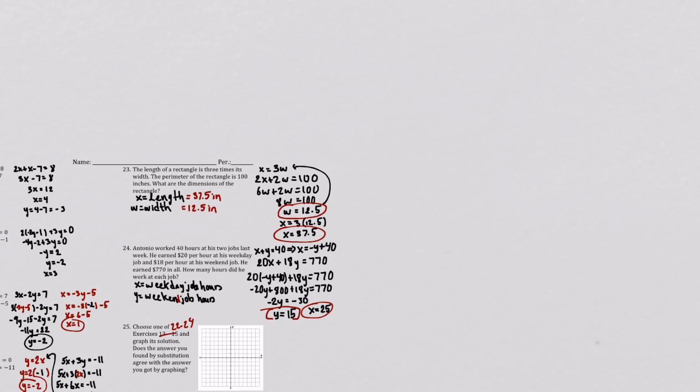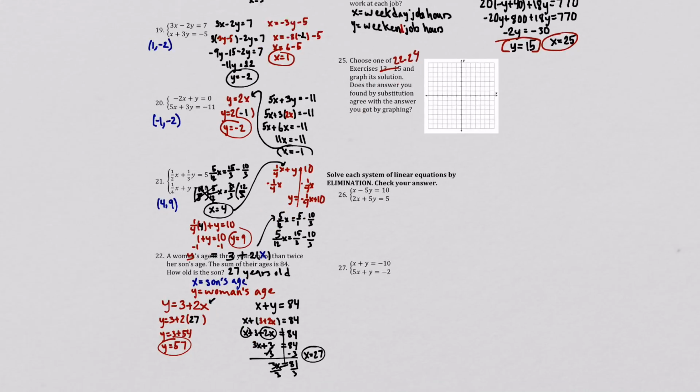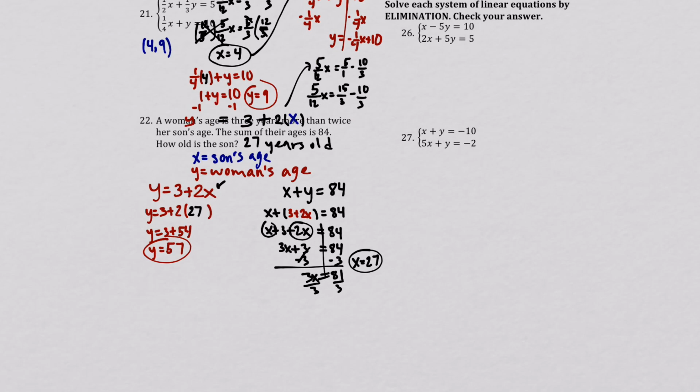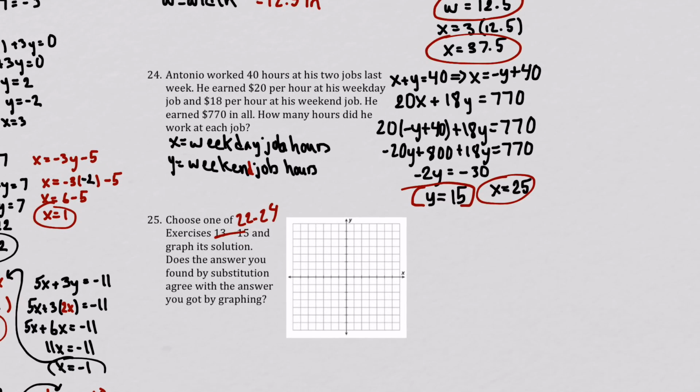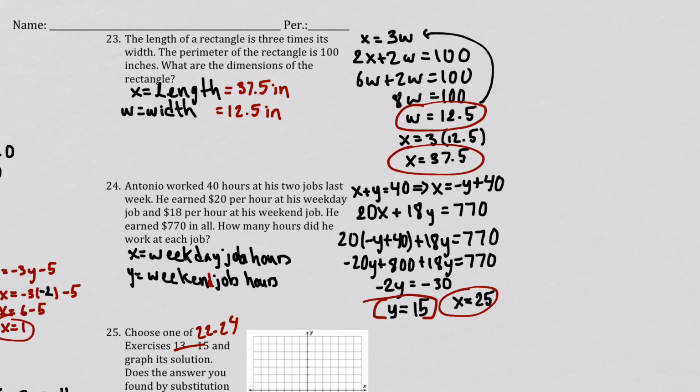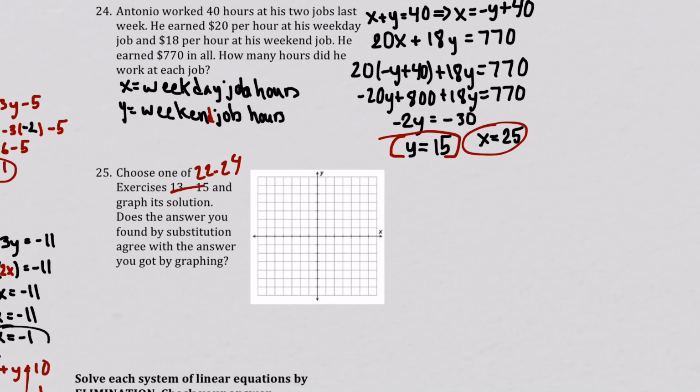In number 22, let's go back to number 22 over here. You should have an intersection at 27 and 57. In number 23, your intersection should be at 37.5, 12.5. And in number 24, your intersection should be at 15 and 25, okay? So you might have to adjust your scales accordingly, but just check. If you graph them, you should get those same solutions that you got by substitution.